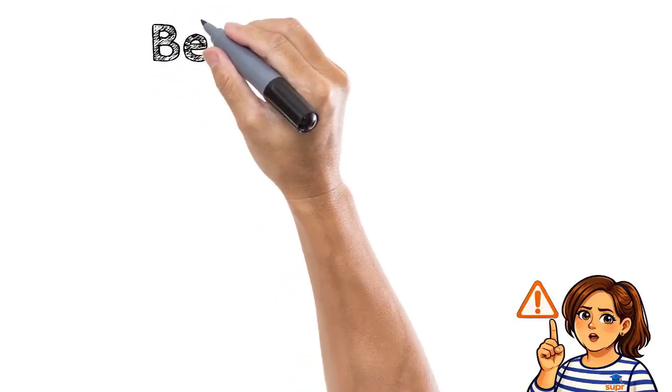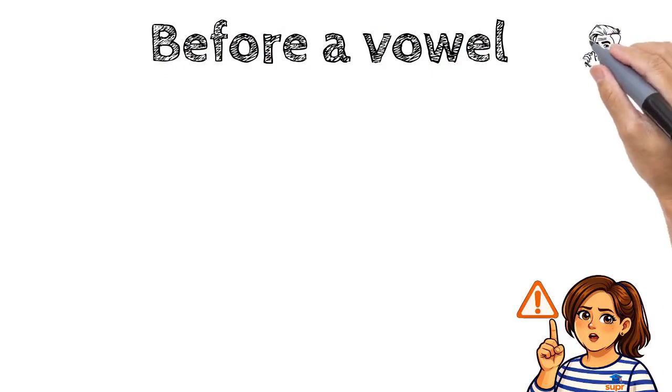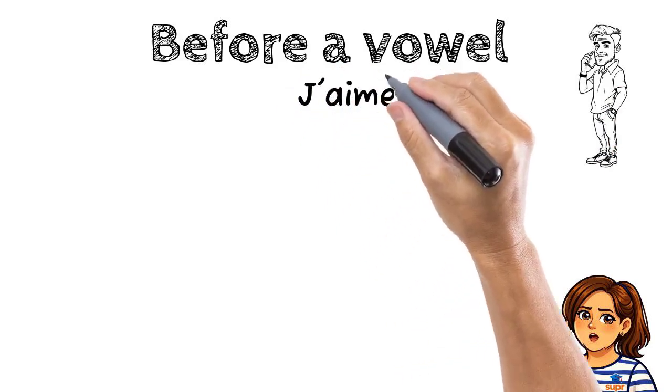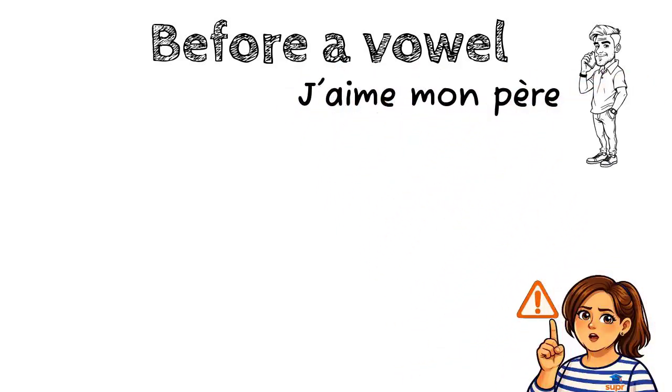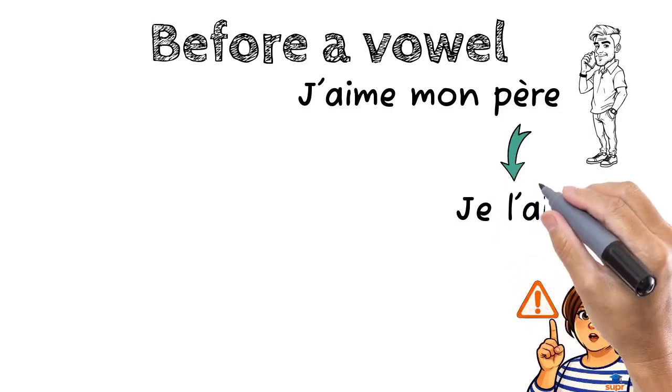Now let's look at what happens when we have a vowel after our direct object pronoun. So if our verb begins with a vowel. So for example, j'aime mon père. I love my dad. We want to make this into I love him. And so the le would be the direct object for him.